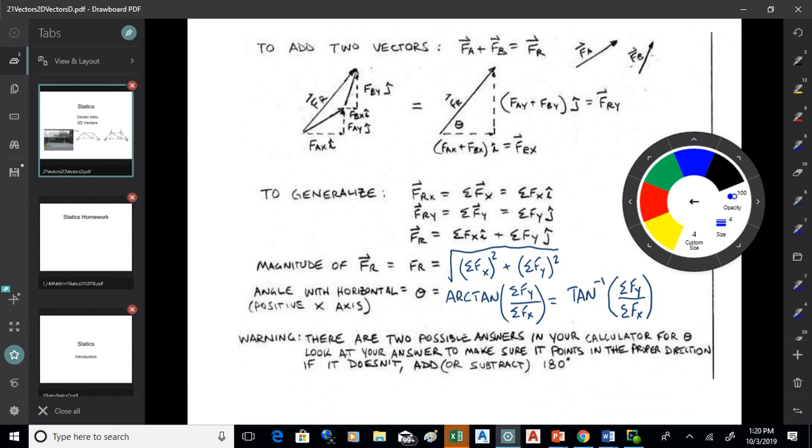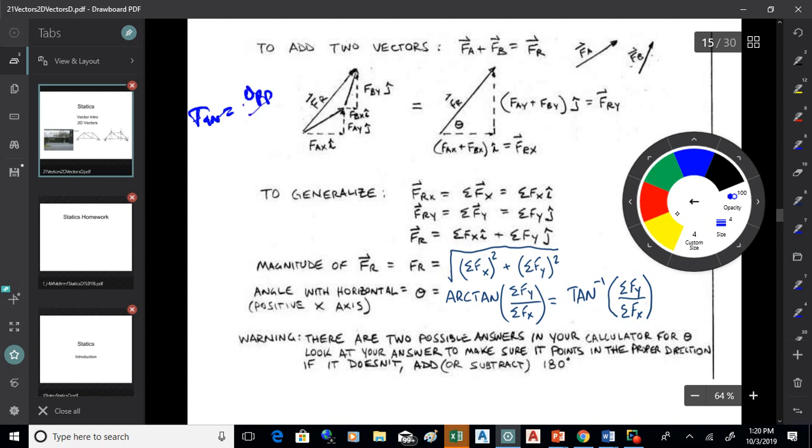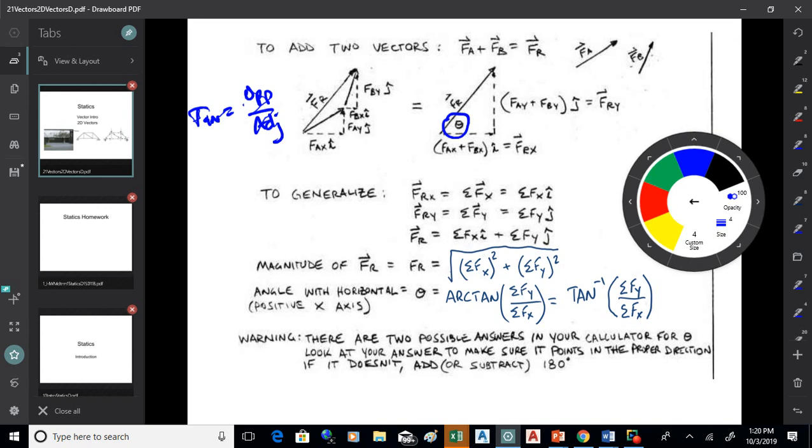And I can also use some trigonometry here. Remember that a tangent is what? Opposite over adjacent. Opposite in this case is sum of F_y. Adjacent is sum of F_x if I'm looking at that angle theta. So if I take the inverse tangent, arctan, or sometimes called tan to the minus 1, of y over x, I can find that angle. Okay?